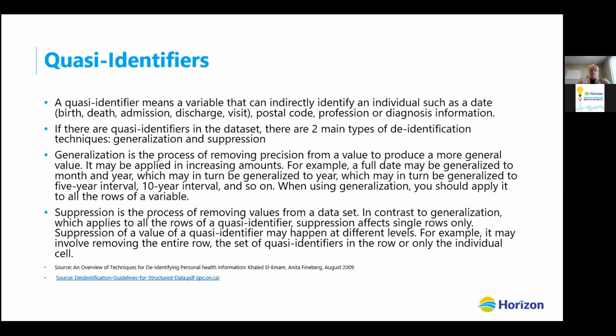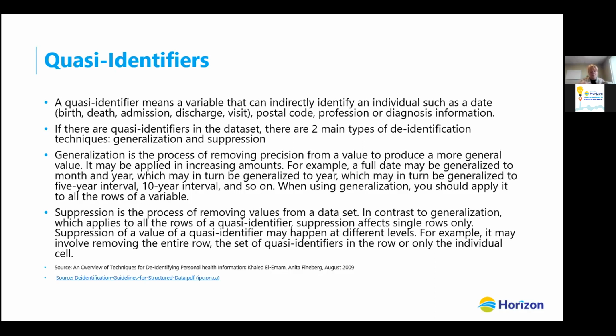So the first de-identification technique would be generalization. That's a process of removing precision from a value to produce a more general value. It may be applied in increasing amounts. An example of that is a full date may be generalized to month, year, which may in turn be generalized to year, and then generalized to 5-year interval, 10-year interval, and so on. There was a caveat in the literature that I looked at to say when you're using generalization, you should apply it to all the rows of a variable.